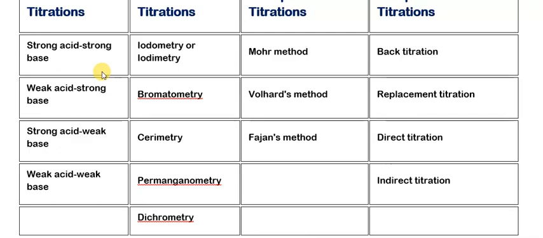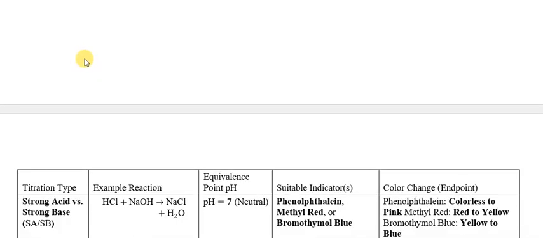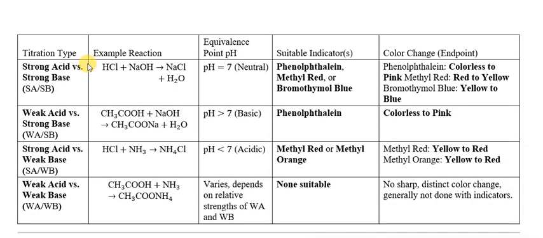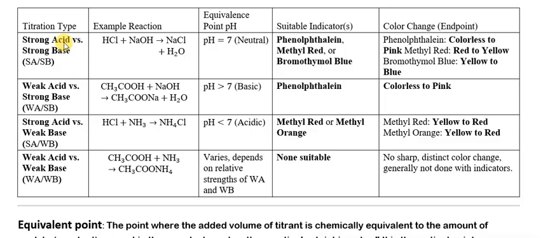We will discuss all these step by step. In this lecture, we focus only on acid-base titrations. Amongst the four acid-base titrations, there is the strong acid and strong base titration. What is an example of a strong acid? HCl, and an example of a strong base is NaOH.